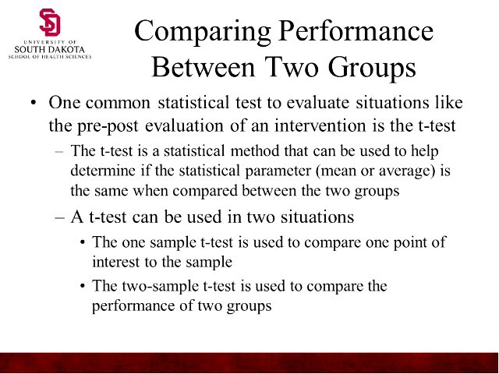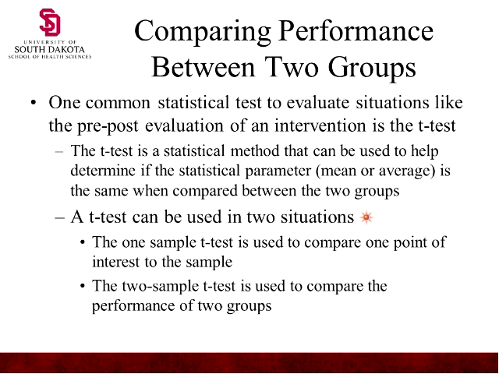So when you start to compare the performance between two groups, like in the pre and post evaluation of an intervention, there's a common statistical test to evaluate, and that's called a t-test. The t-test is a statistical method that can be used to help determine if the statistical parameter, that's the mean or the average, is the same when compared between the two groups. So what you do is you look for the means of each group, or the average of each group, and you run this t-test on them, and the t-test will help you to determine whether it's really a change. You don't just look at the total numbers, you look at the average.